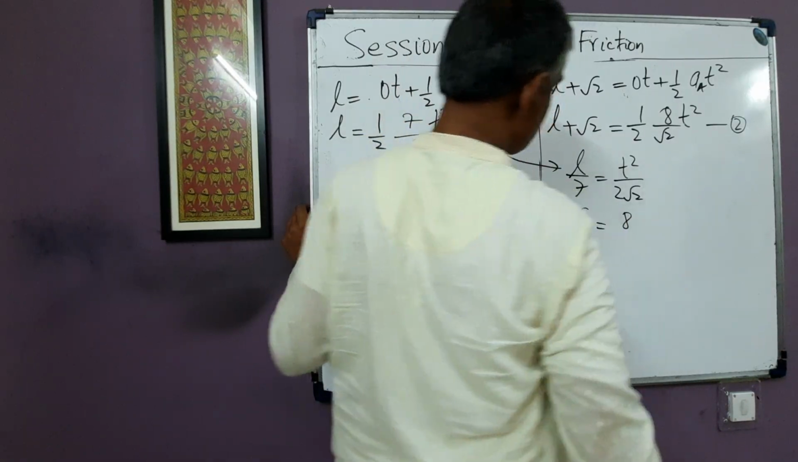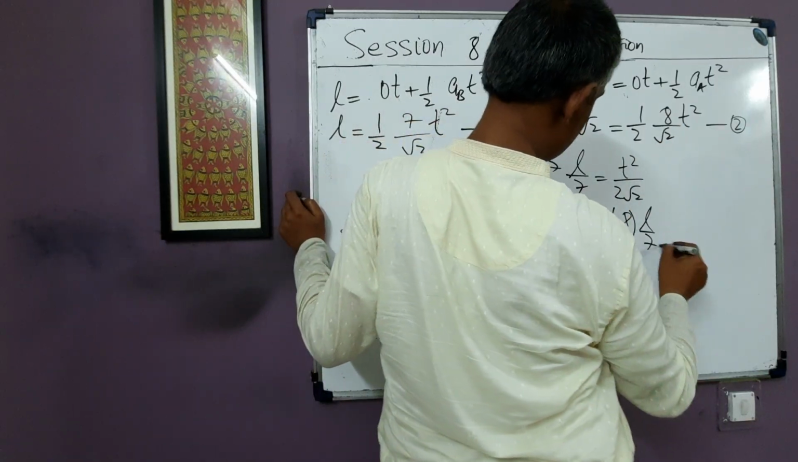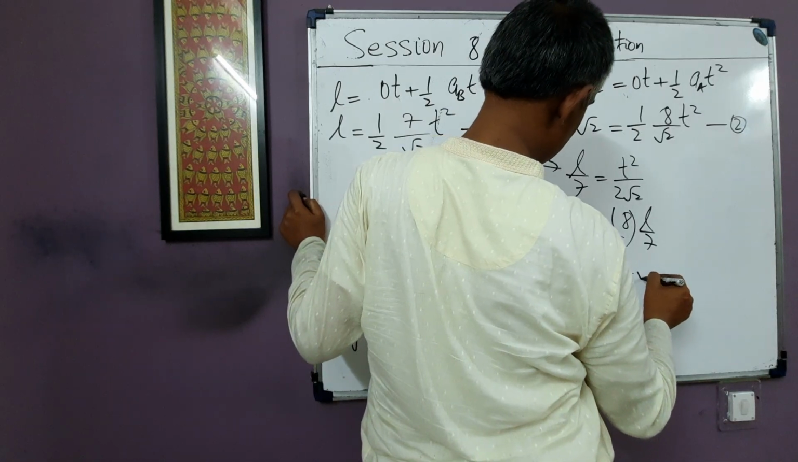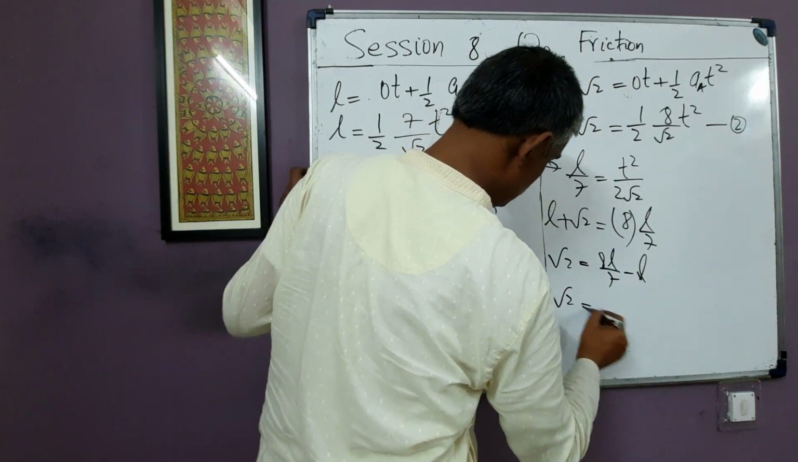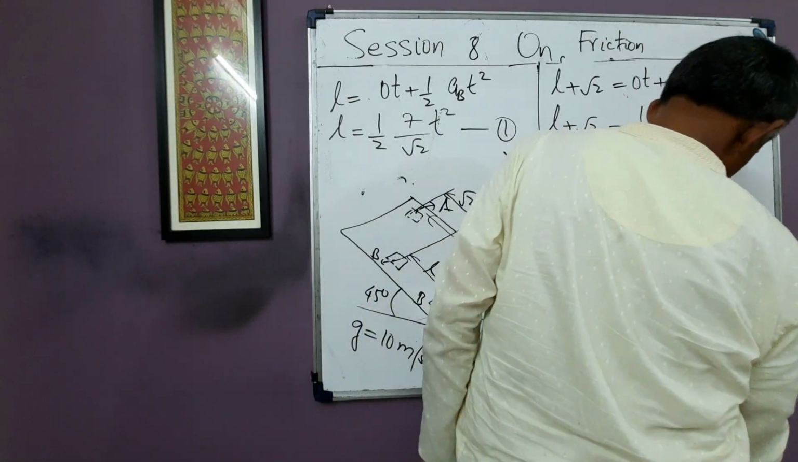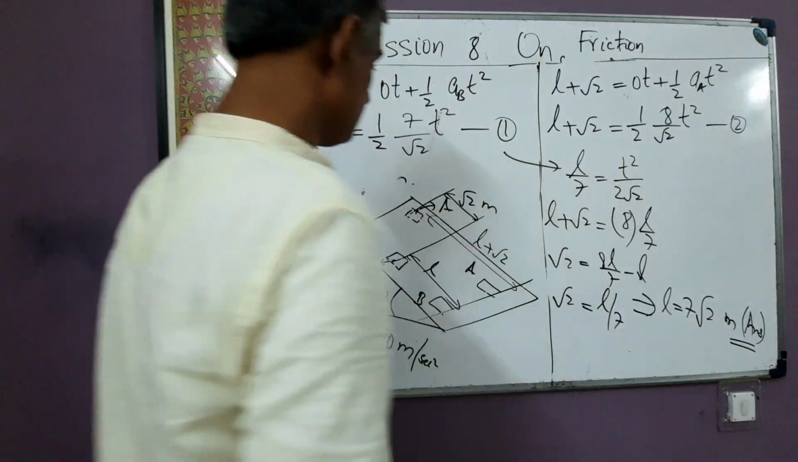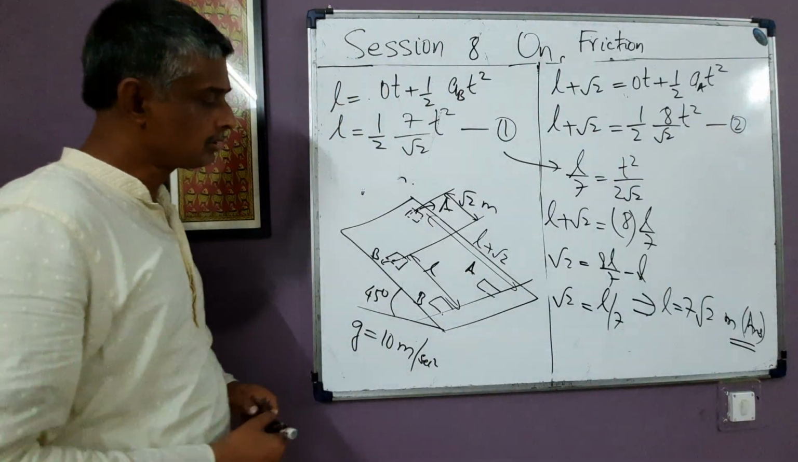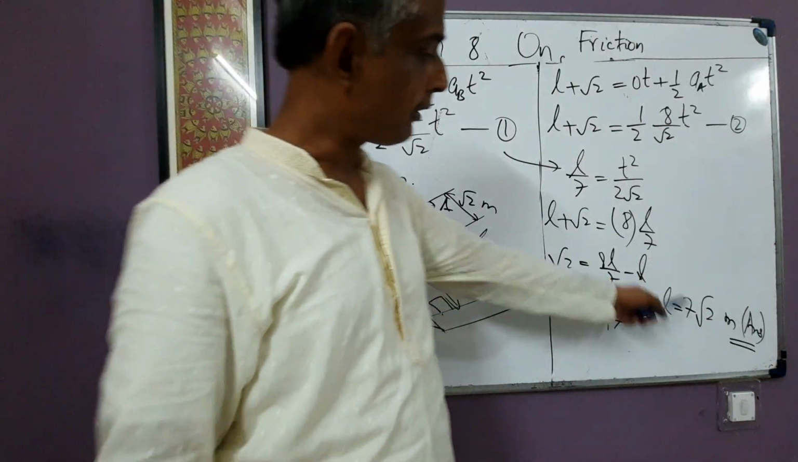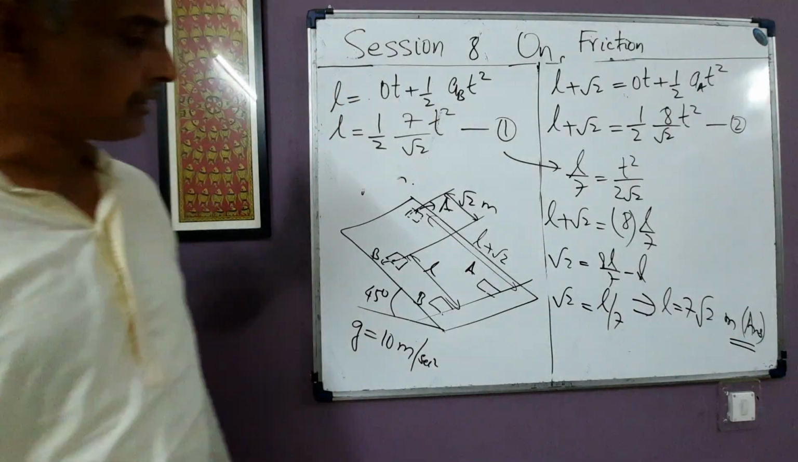Now t square by 2 root 2 is replaced by L by 7 here. Root 2 plus L equals 8 into t square by 2 root 2, which is simply L by 7. So root 2 is 8L by 7 minus L. So root 2 is equal to L by 7. L is equal to 7 root 2 meter. So this is the distance moved by block B till A and B finally come on the same line. This is therefore the required answer. L is equal to 7 root 2 meter.